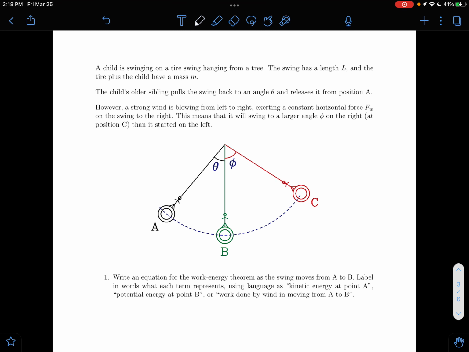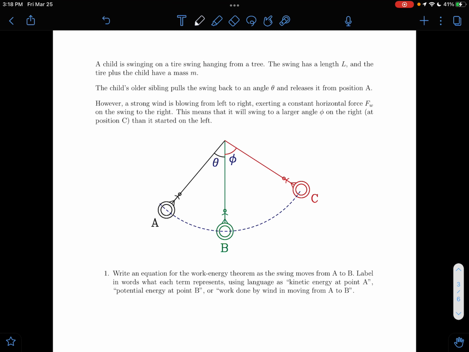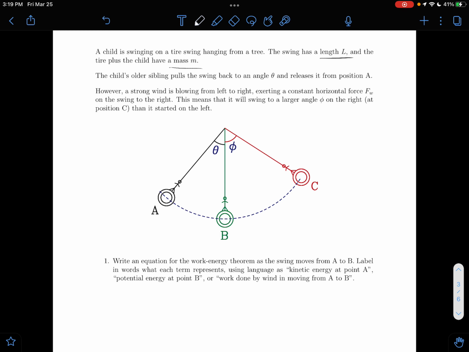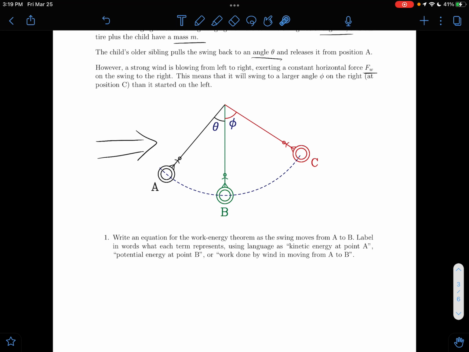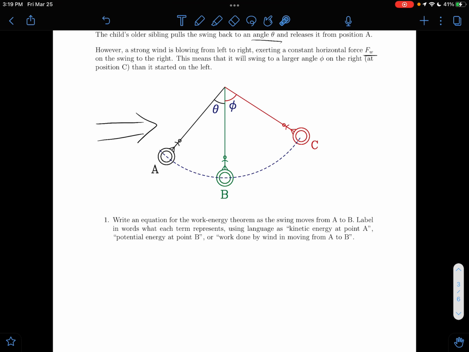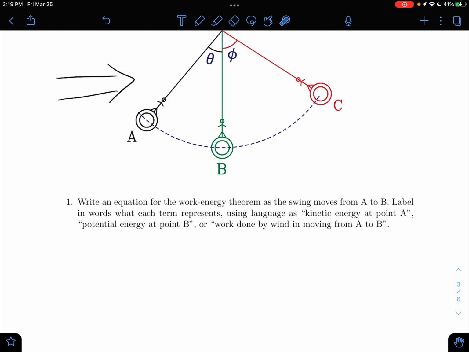Right? You have someone swinging from a tree. The swing has a length L, and we have a given mass. And we start at an angle theta, and we have a strong wind blowing from left to right and exerting a constant horizontal force, and it's going to swing further on the right than it started on the left. So now let's set up our work energy theorem.